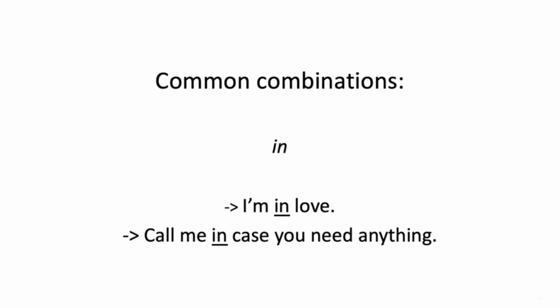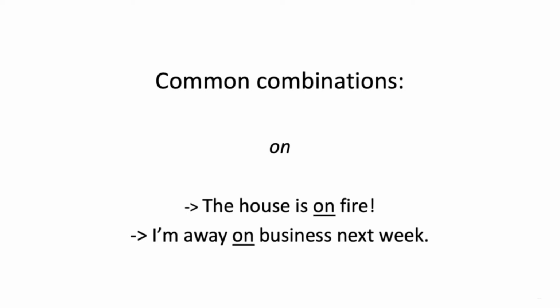In. The preposition in expresses a conditional state of being. That means a state of being that is true now. I'm in love. Call me in case you need anything. On. The preposition on indicates a state of being or intention. For example, the house is on fire. I'm away on business next week.